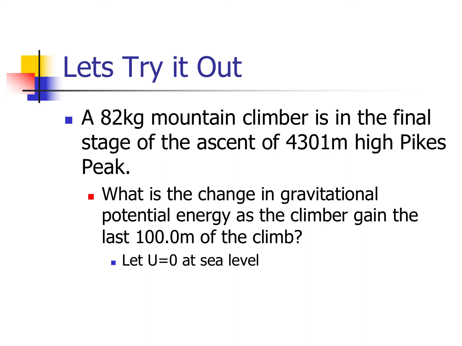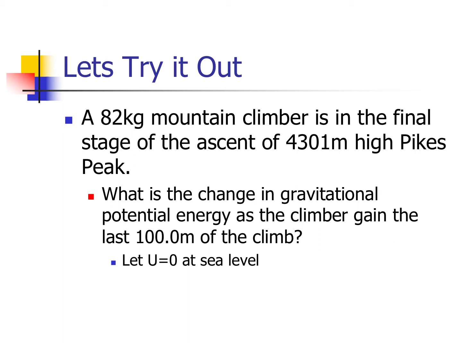An 82 kilogram mountain climber is in the final stage of ascent of a 4,301 meter climb of Pikes Peak. What is the change in gravitational potential energy as the climber gains the last 100 meters of the climb? Let U, the gravitational potential energy, equal 0 at sea level, because that's technically how mountains are measured, based off their height above sea level.